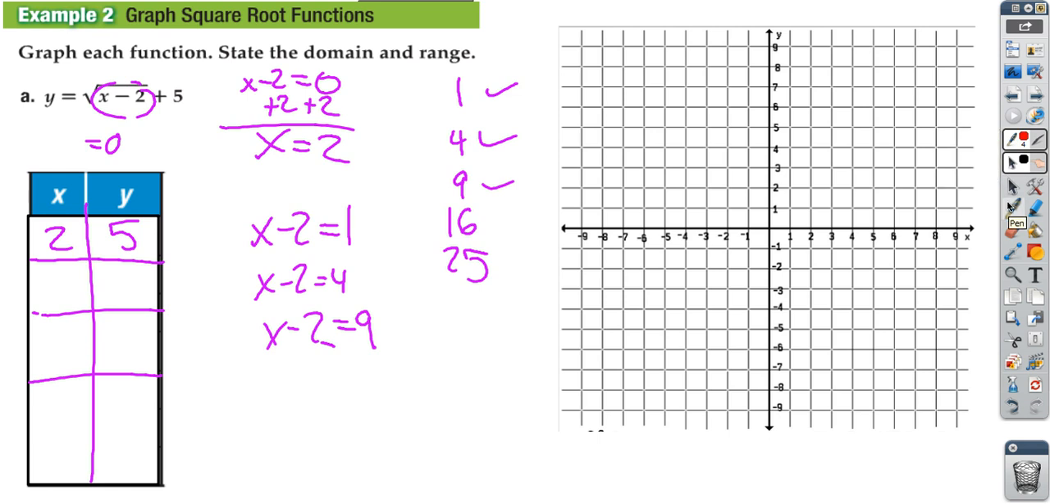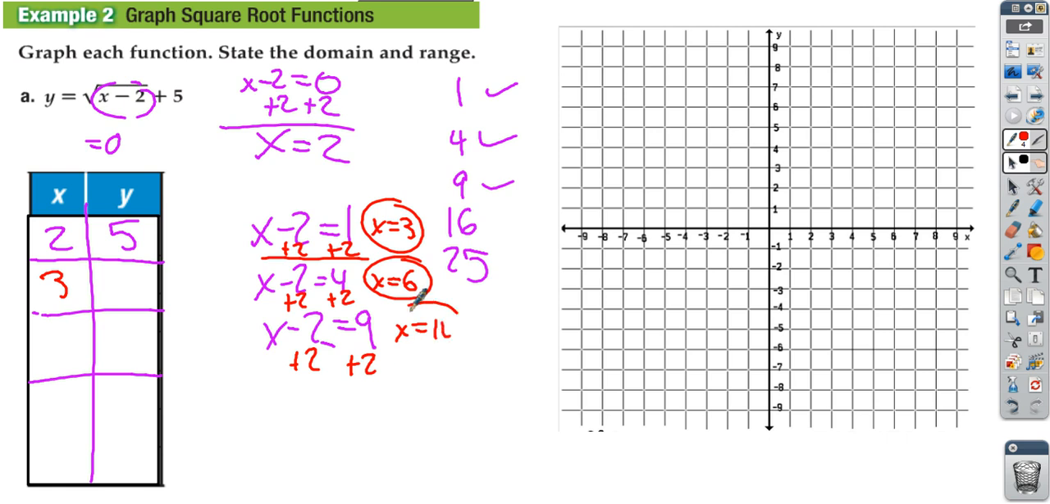Okay, so x minus 2 equals 1. When is that going to happen? That's going to happen when x equals 3. So that's going to go in my table. When will x minus 2 equal 4? That's going to happen when x equals 6. And let's just add one more. That's going to happen when x equals 11. So let's just add 3 and 6. That's good enough. Notice it doesn't have to go up by 1 each time. It's fine if we skip around.